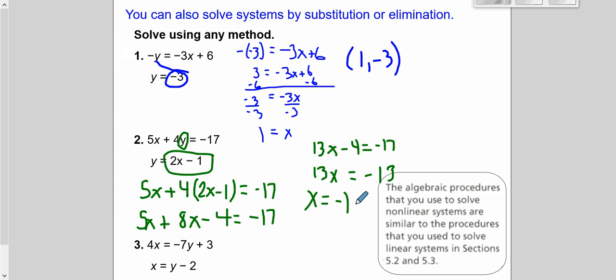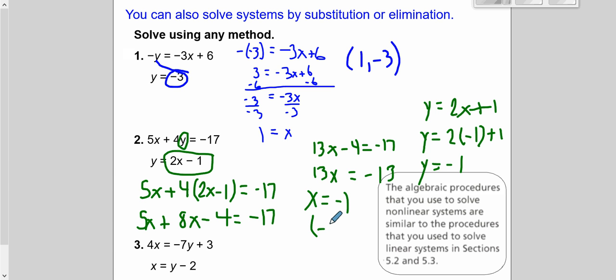Right, we have x is -1. We don't have y yet. This other one gave us y, and problem 2 did not. So now we have to go find y. So y equals 2x minus 1. But we have a number for x now, so we can put that in. So we'll go over here. y equals 2x minus 1. And y equals -1. So our answer for number 2, put the x and y together, -1, -1.